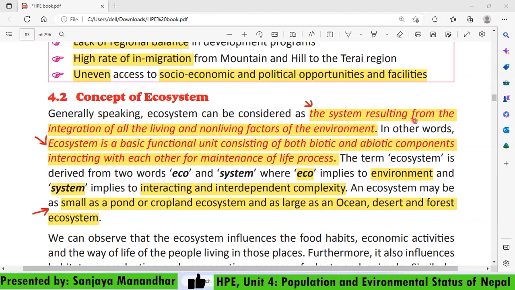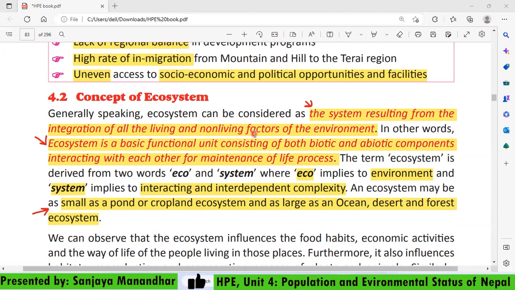The system resulting from the integration of all the living and non-living factors of environment is ecosystem. You remember the system, ecosystem is the system resulting from the integration of all living and non-living factors. You can also say interaction of living and non-living factors. So you can easily understand it. Imagine one non-living factor and one living factor. They have to interact.